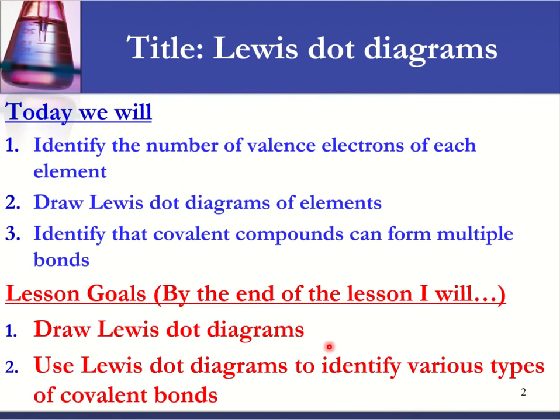So what we're going to firstly talk about is a recap on what covalent compounds are. And then we're going to talk about how to draw Lewis dot diagrams, what they can demonstrate to us for covalent bonds. Hopefully by the end of this lesson you'll know what these diagrams do and how to draw them as well.